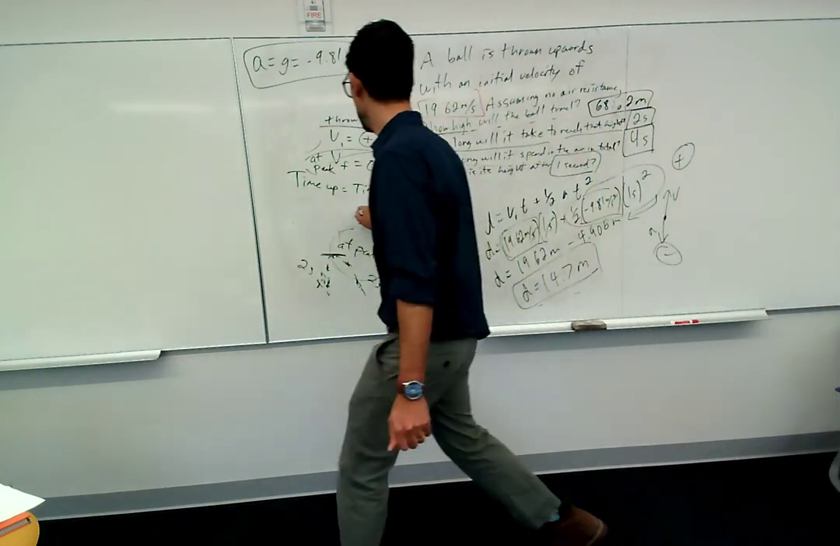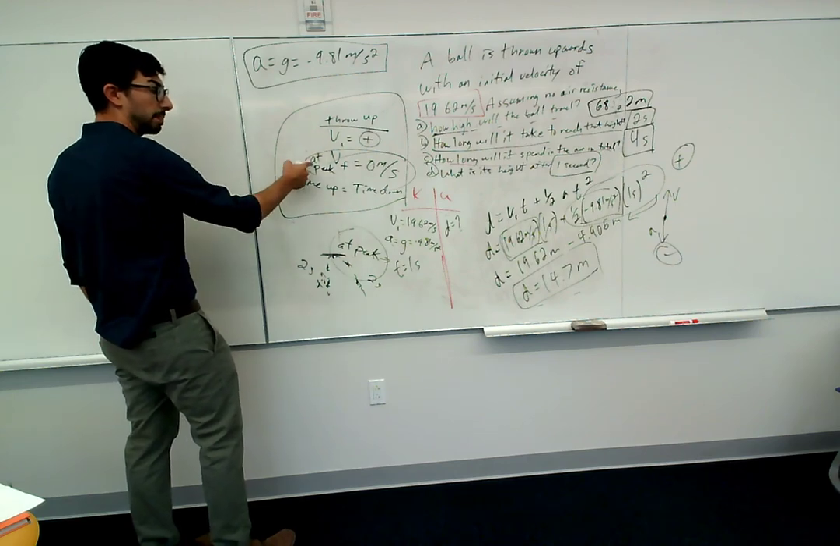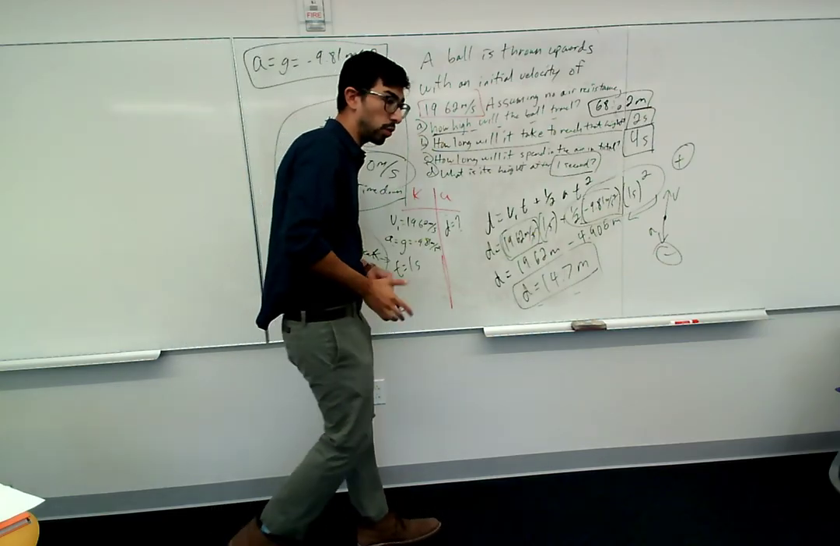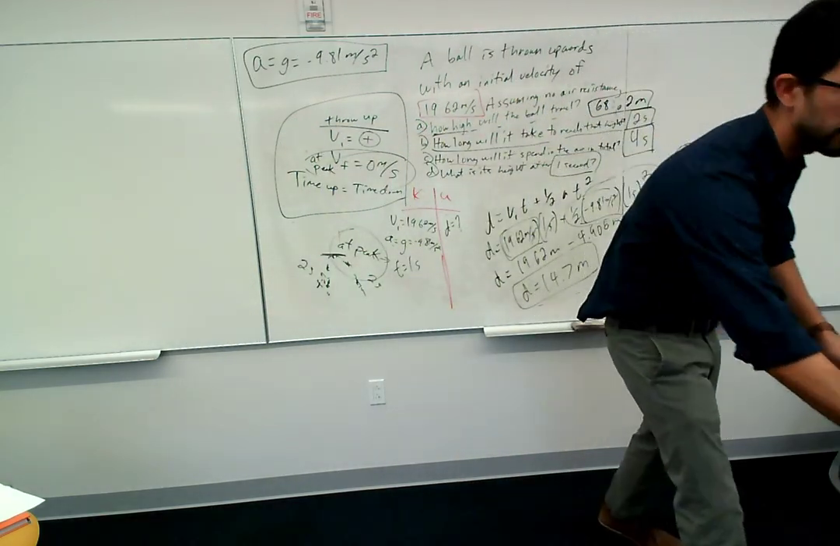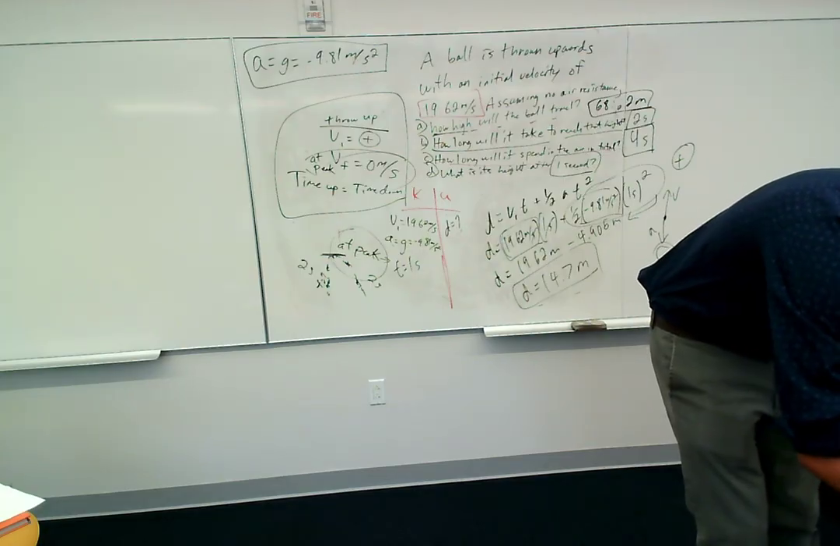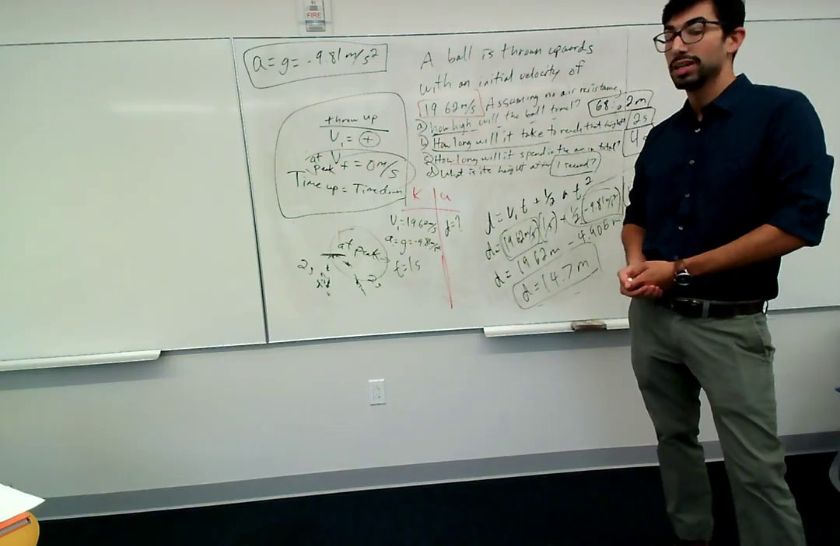These are some of the new known unknowns. If you throw something upwards, VI is positive. At peak, VF is 0. Time up equals time down. If you throw something downwards, initial velocity is negative. And that does it for throwing stuff upwards and downwards. And we'll take it from there.